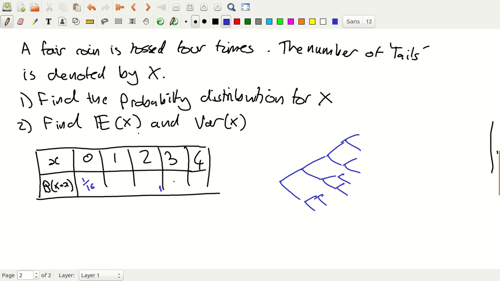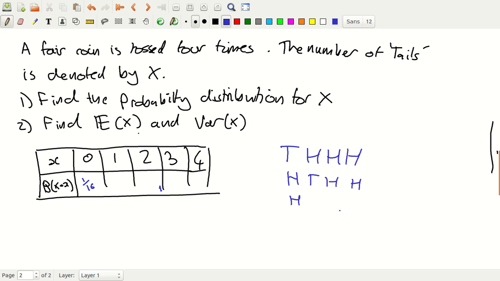Now, how many ways could I get 1 tail? Well, let's have a quick look at that. We essentially need to count the number of ways it can happen, or the number of paths through the tree. It's not too hard to make a list. You could have tails, and then heads 3 times in a row, or you could have heads then tails. So there'll be 4 of these.